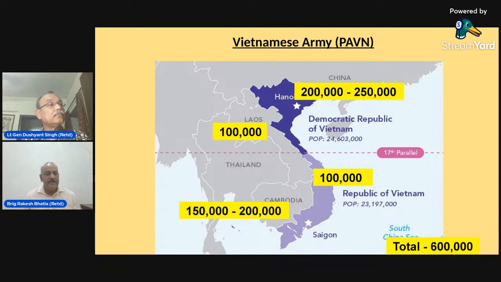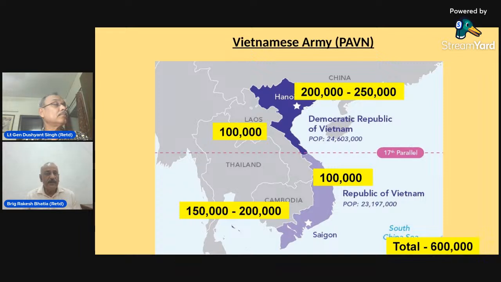As far as the Vietnamese army is concerned, Vietnam had a total strength of 6 lakh regular troops, out of which approximately 150,000 to 200,000 troops were located in Cambodia, where they had invaded. 100,000 were in Laos. I've already mentioned it: they had a treaty where Laos had permitted them to keep troops inside Laos. 100,000 were in South Vietnam, though in 79 it was one country, as North and South had merged.